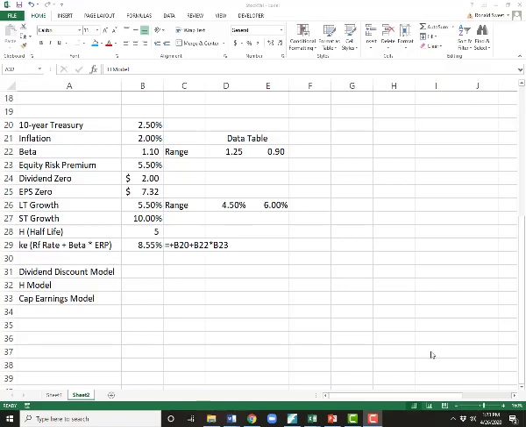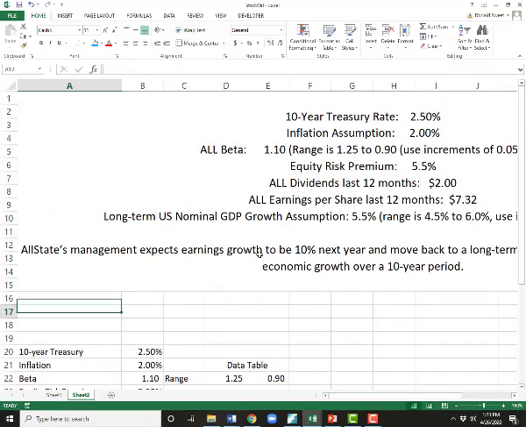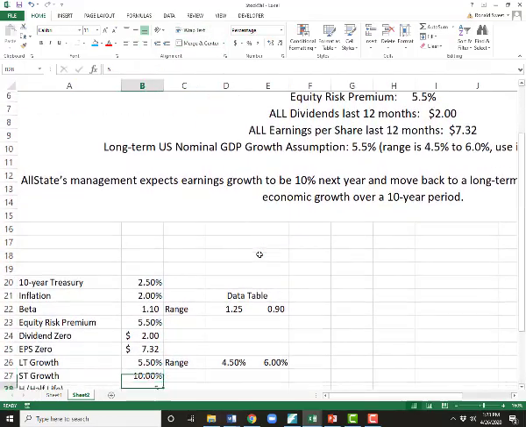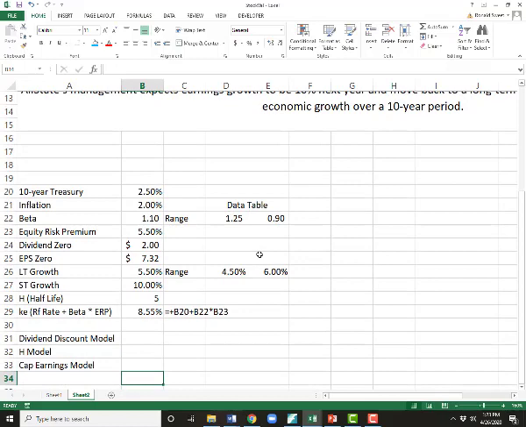In our last class, we set up all of our assumptions for Allstate. Many of them were given. In fact, all the ones in this case were given. We just had to read through and get them. So you have how we got those assumptions. So let's set up the dividend discount model.